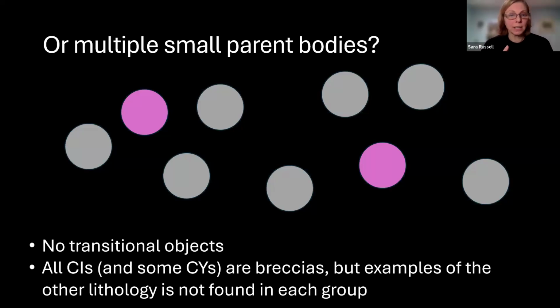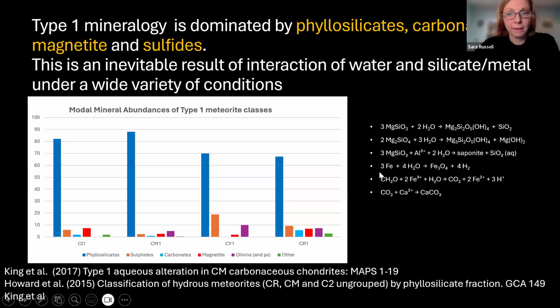And secondly, most CIs and some CYs are breccias, but we don't see lithologies of CYs within CIs and vice versa, which suggests there's not that much mixing between the groups. However, of course, we're talking about a very small number of meteorites, so it could just be that we haven't found the right sample yet. Okay, I need to start going a bit faster.